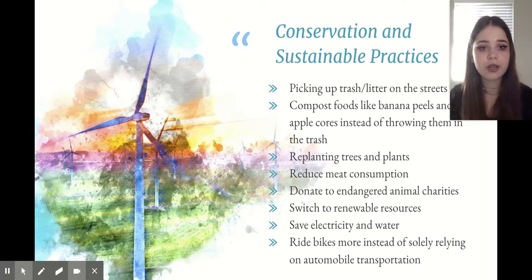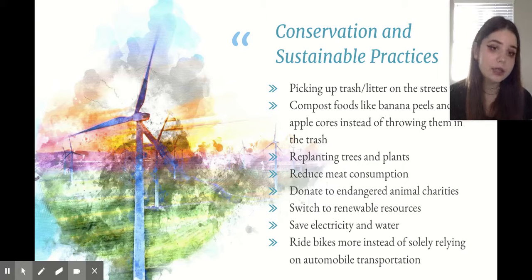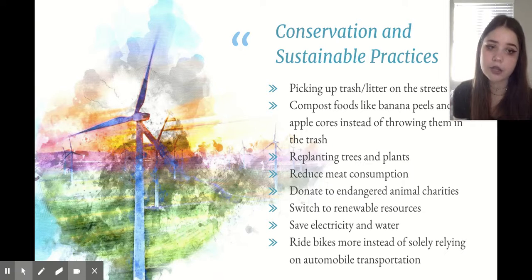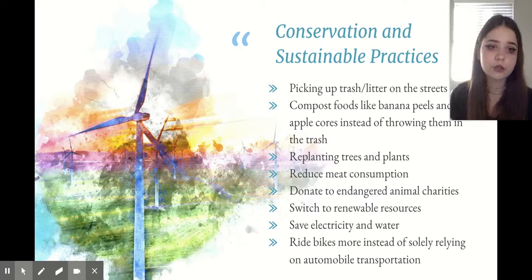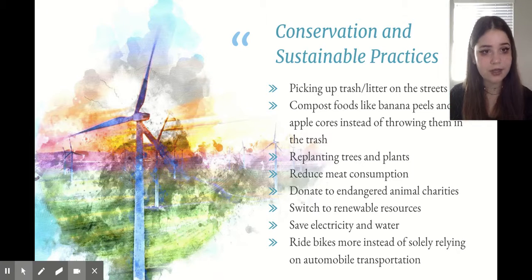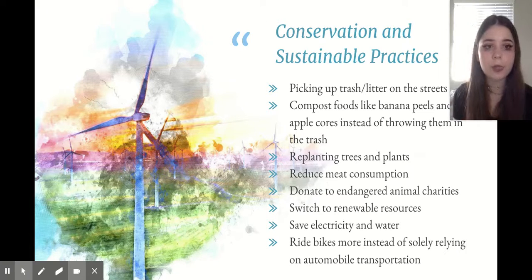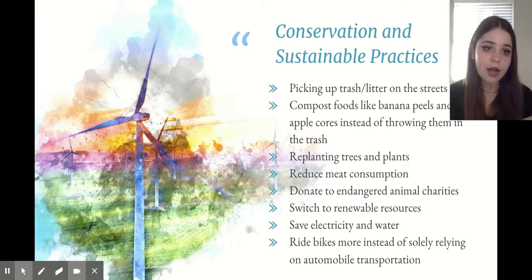Another thing you can do is compost foods like banana peels and apple cores instead of throwing them in the trash. So anything that is natural, like fruits or vegetables, instead of throwing them into the trash, like banana peels and everything, you can actually bury them outside in the dirt so that nature itself can decompose those nutrients and recycle them back into the ecosystem. That's a very good way to minimize our trash and landfill, right?